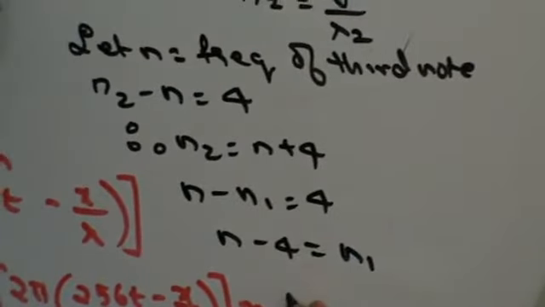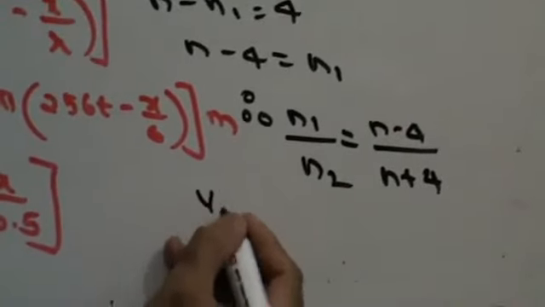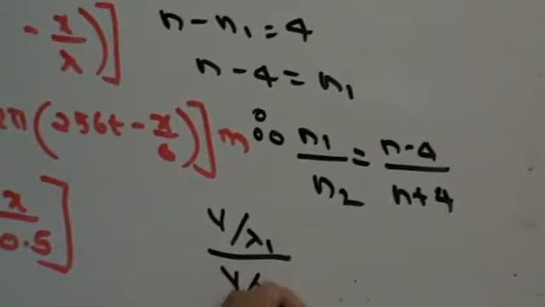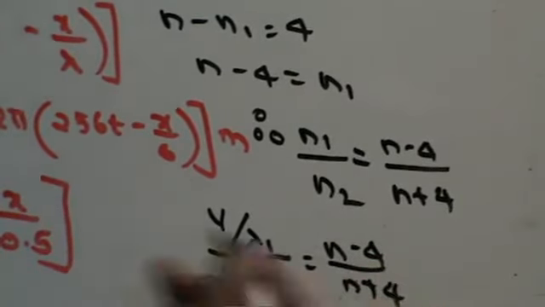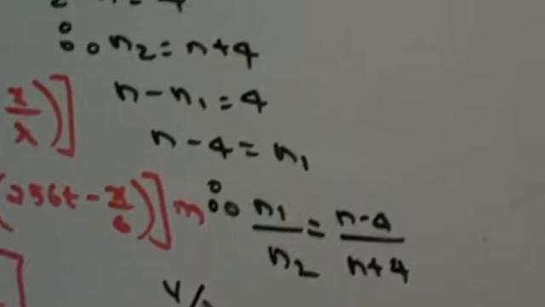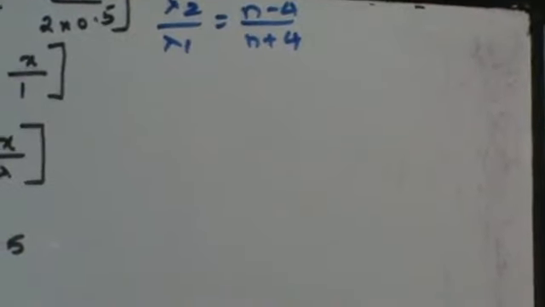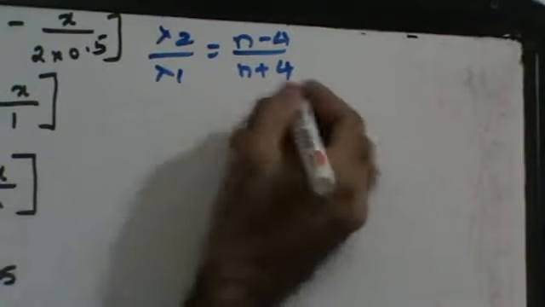Now if I divide the two equations, I can say n1 upon n2 is going to be equal to n minus 4 upon n plus 4. But n1 we had found out as v upon lambda 1. So I can say v upon lambda 1 upon v upon lambda 2 is nothing but n minus 4 upon n plus 4. V and V will get cancelled. So I will get lambda 2 upon lambda 1 is equal to n minus 4 upon n plus 4. The only unknown in that equation now becomes n, so you will come to know the frequency of the third note.